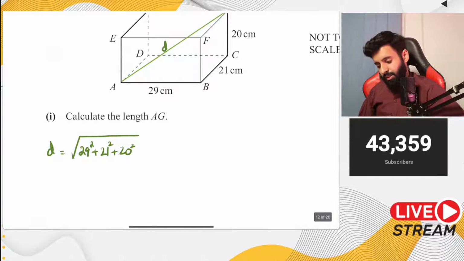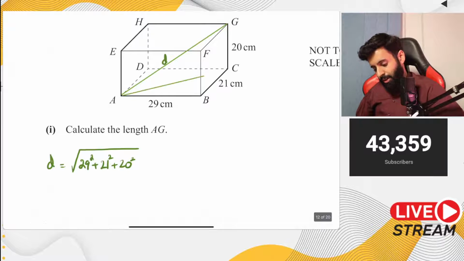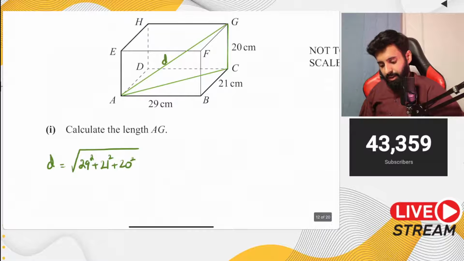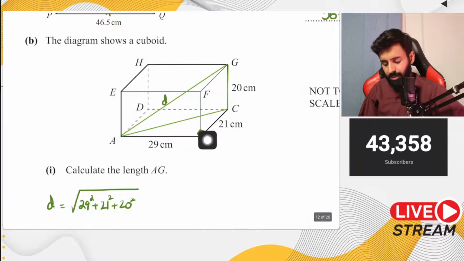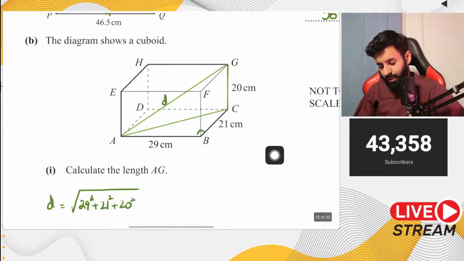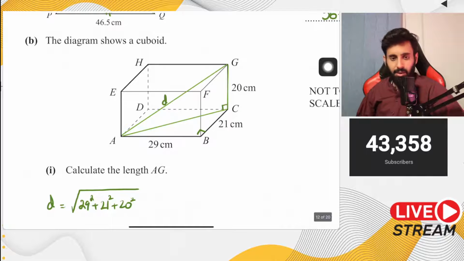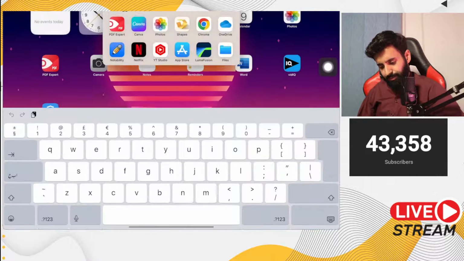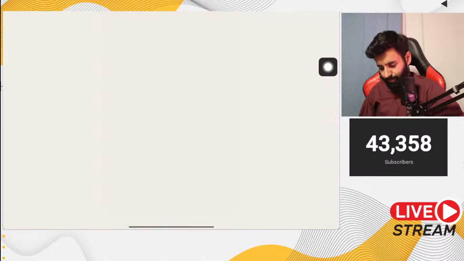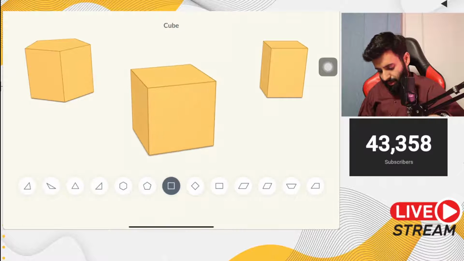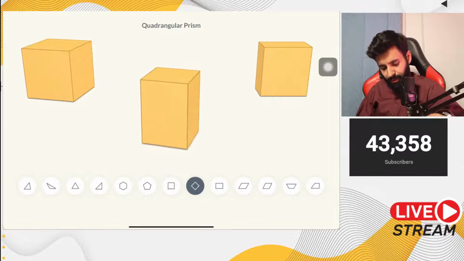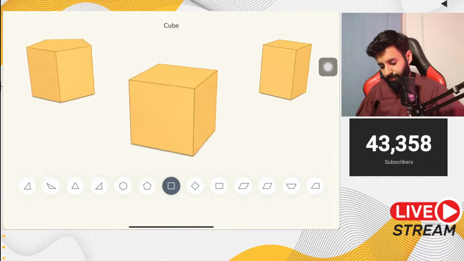If you don't want to do it directly, then you can first find out AC square by using Pythagoras theorem. Because it's a cuboid, all the faces are rectangles, so all angles will be 90 degrees. And since this is a horizontal line and this is a vertical line, ये भी 90 degree होगा. So it's basically this. I don't think I will have the exact same shape over here, but चलो काम चला लेते हैं. Let's say this is a cuboid.